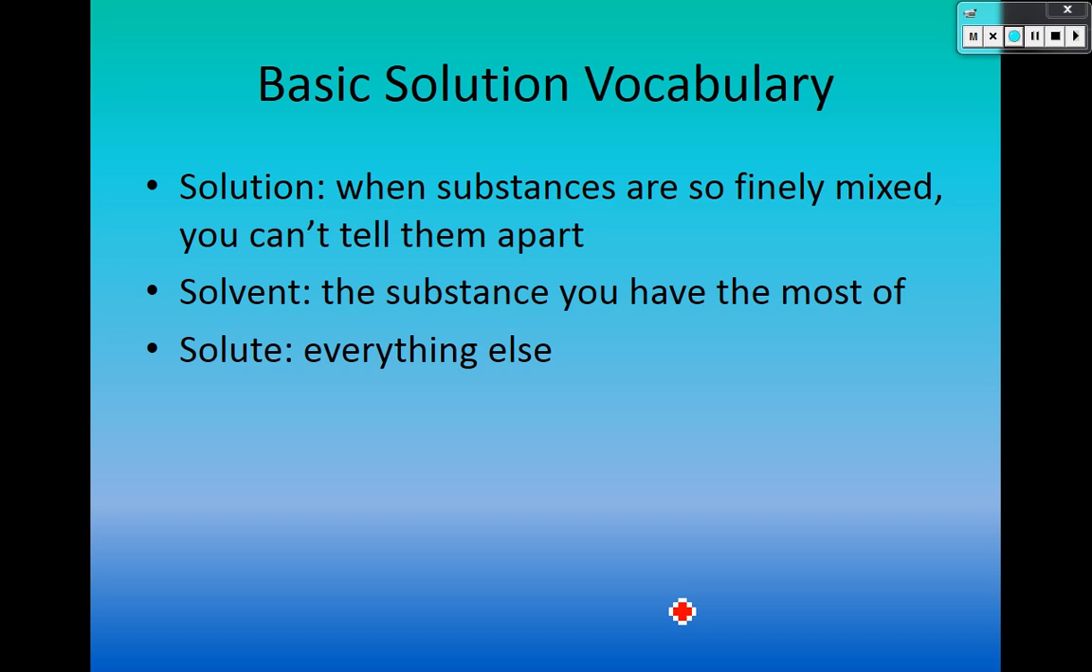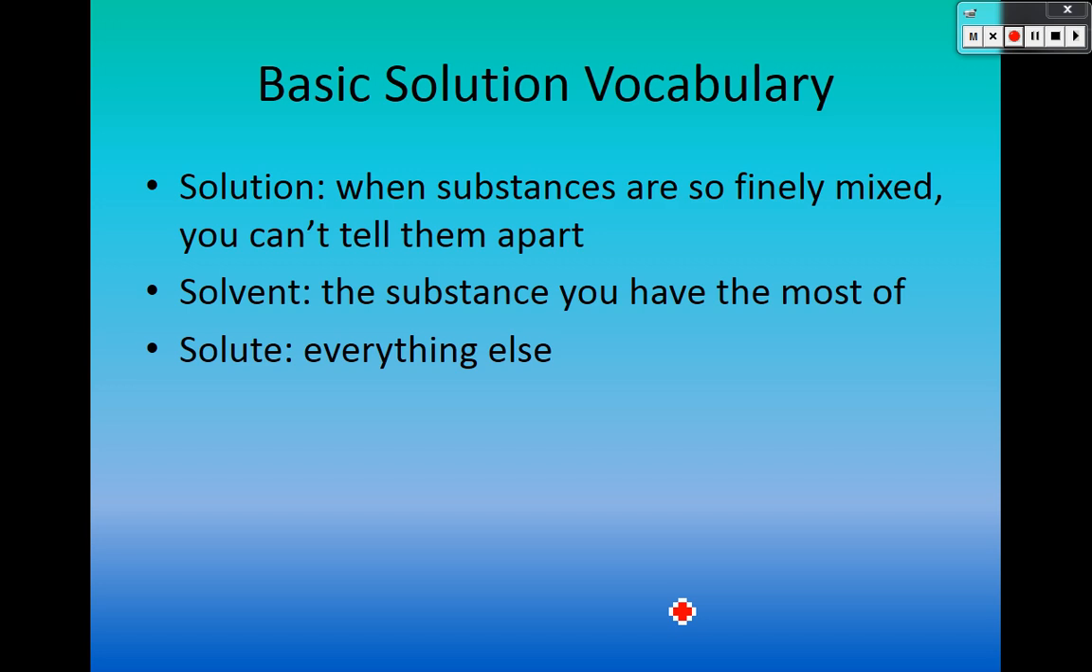A solvent then is a part of a solution. The solvent is the substance you have the most of. So in salt water, your solvent is the water. In air, your solvent is the nitrogen. There's only one solvent per solution. A solute then is everything else in that solution. So in the salt water, your solvent is the water, your solute is the salt. In air, your solvent is the nitrogen, your solute is oxygen and argon and carbon dioxide and probably some water, helium, anything else that's in that air that's not nitrogen.